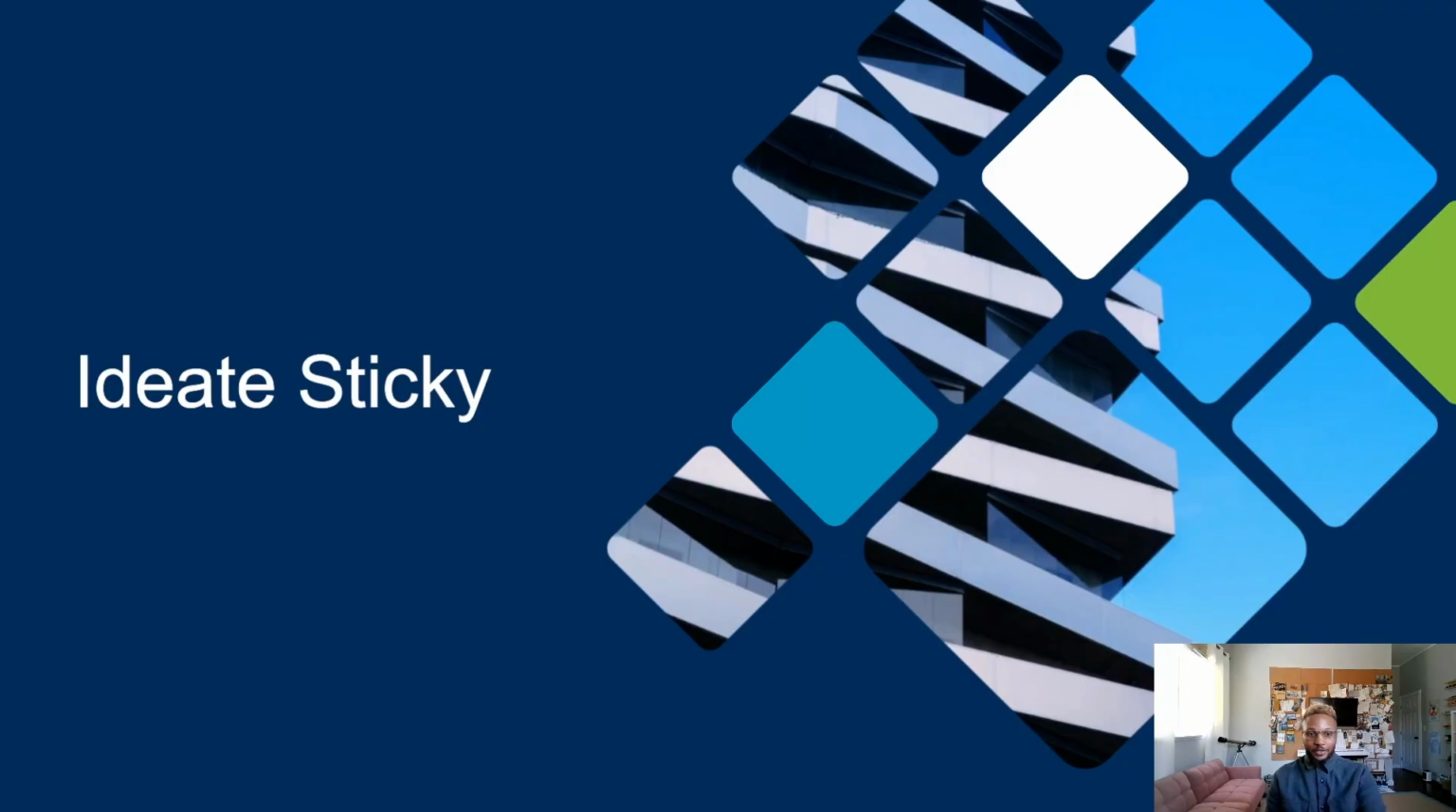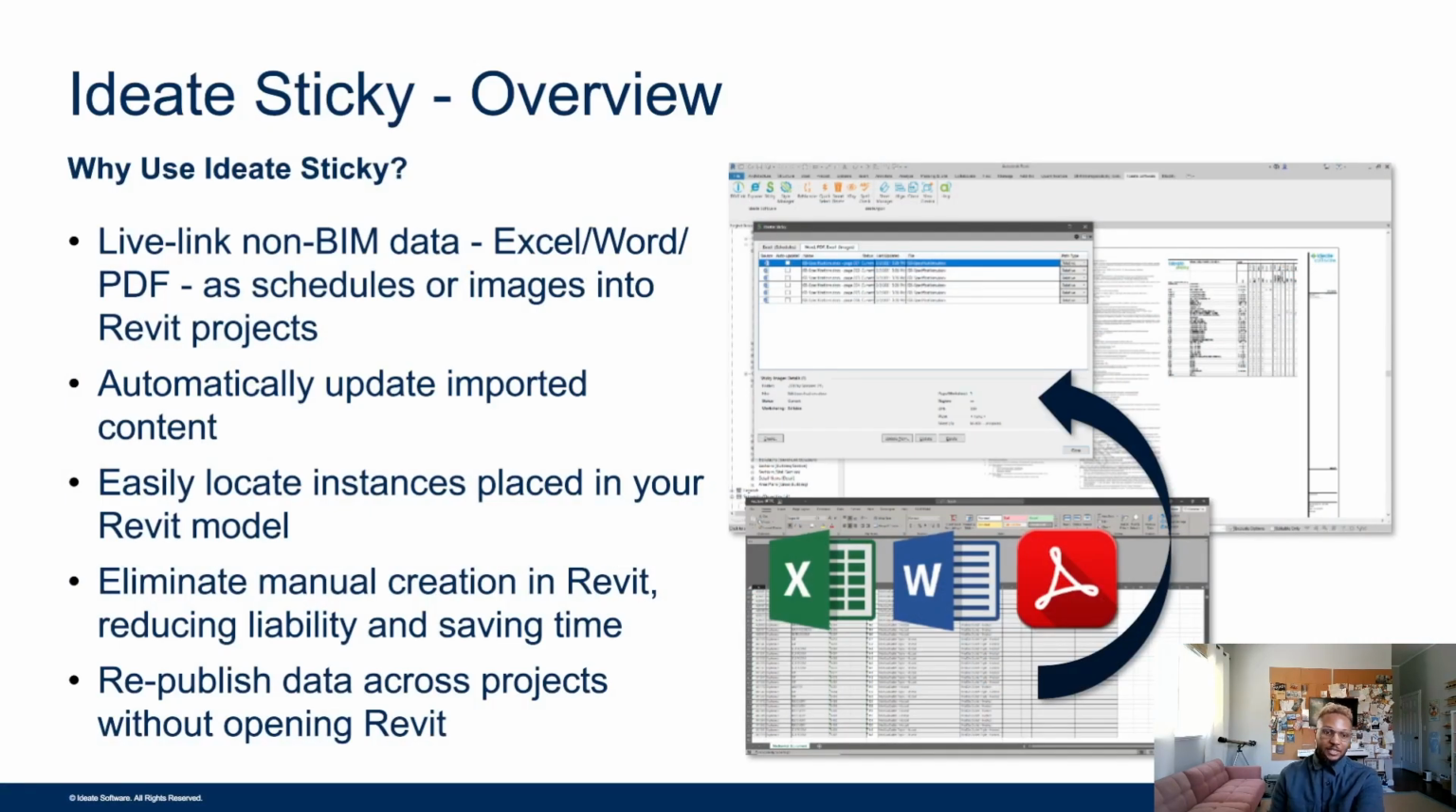All right, now to a quick look at Ideate Sticky in general. Sticky lets you bring non-BIM content from Excel, Word, or PDFs into your Revit model. You can use it to display general notes, code matrices, manufacturer documentations, and more, either as a formatted schedule-like data or as high-fidelity images. It helps keep supporting documentation up to date directly inside of Revit, and any changes made inside of the external files are automatically updated within Revit. Among other time-saving features, you can also republish your data across multiple projects without involving Revit.